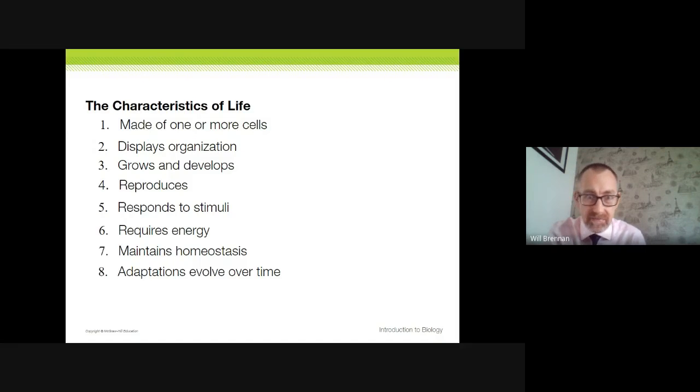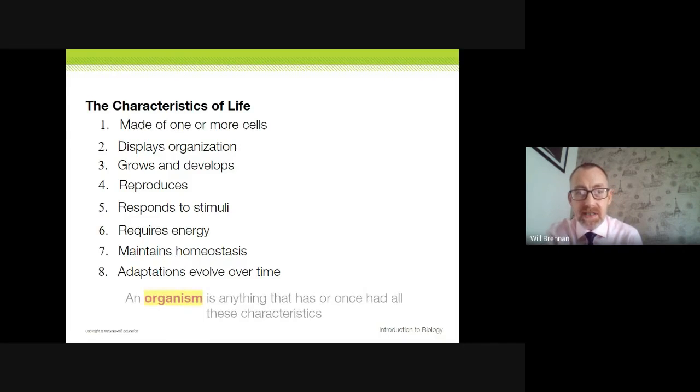Now, anything that shows all 8 of these characteristics is called an organism. So that refers to things that are living now, but also things that once lived but had all of these characteristics. So you could say that we, as humans, are all organisms. We are alive and we show all 8 characteristics of life. But the same applies to a dinosaur. Yeah, there's no living dinosaurs now, but once upon a time they did exist because they showed all these characteristics. You could say that they were living organisms.